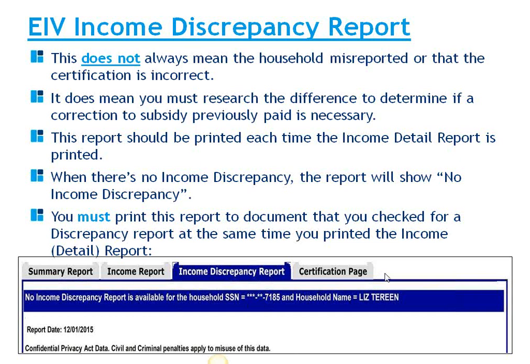And we are always going to want you to run this on the same day that you've printed the income detail. If you try and print one week and one the next week, you're going to screw yourself up because there could be additional income sources that appear on the income report. So always print them on the same day.